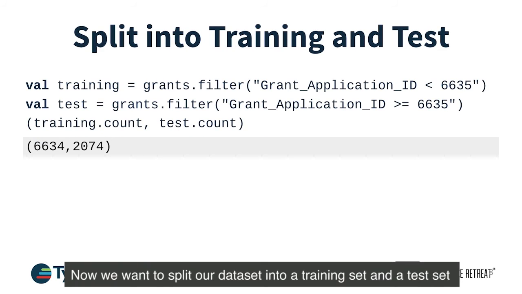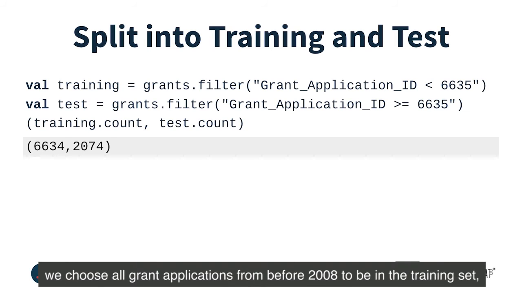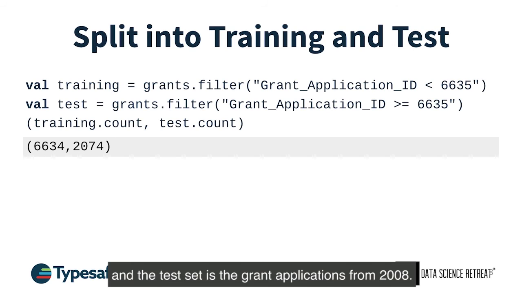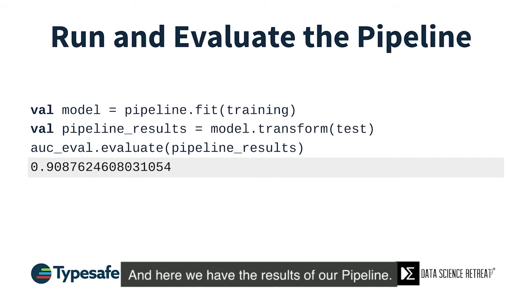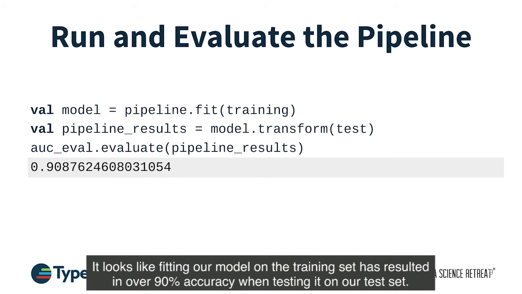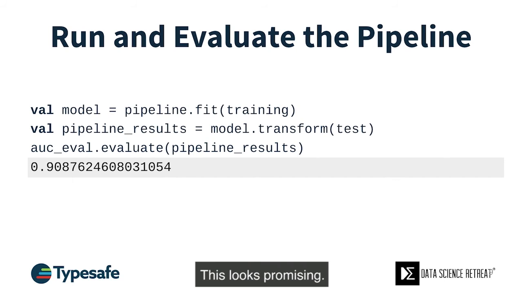Now we want to split our dataset into a training set and a test set. We choose all grant applications before 2008 to be in the training set, and the test set is the grant applications from 2008. This holds out about a quarter of our data for testing. And here we have the results of our pipeline. It looks like fitting our model on the training set has resulted in over 90% accuracy when testing it on our test set. This looks promising.